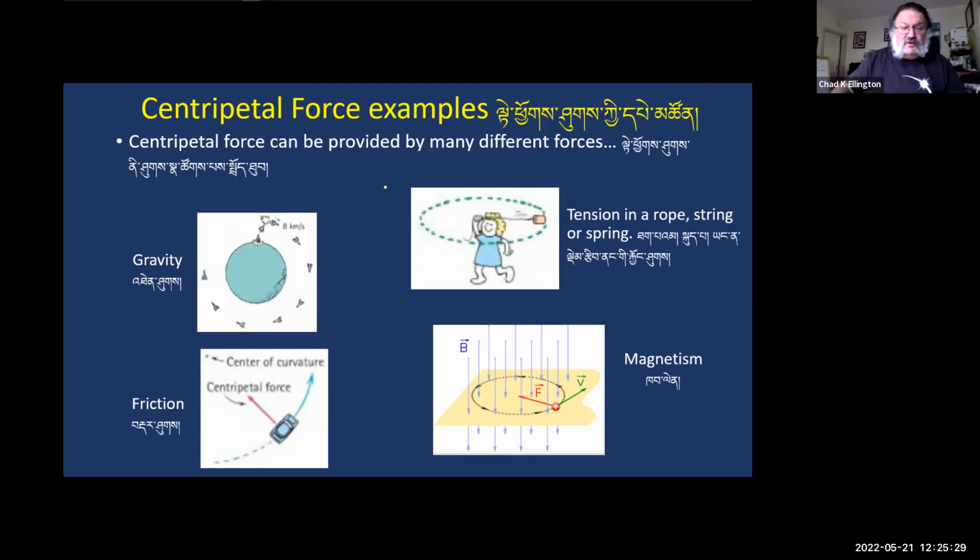There's other things in the future in physics where charged particles moving in magnetic fields experience a circular, a centripetal force.